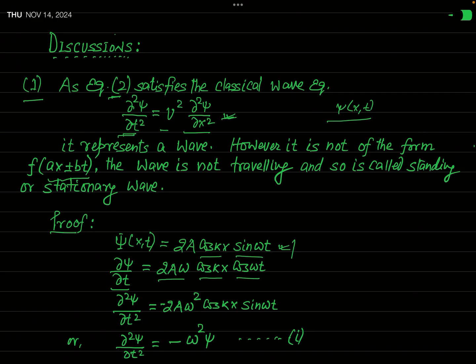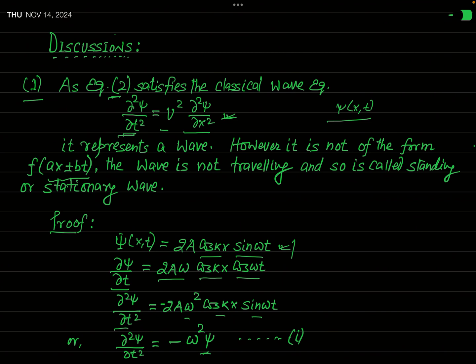But we have to know del 2 psi by del t square. So what will this be? This will be minus 2a omega square cos kx times sin omega t. But you know 2a times cos kx times sin omega t is simply equal to psi, so instead of that I have written psi here. So this del 2 psi by del t square is minus omega square times psi.